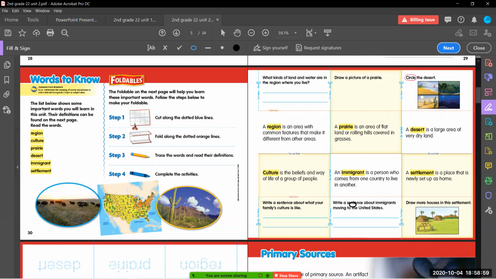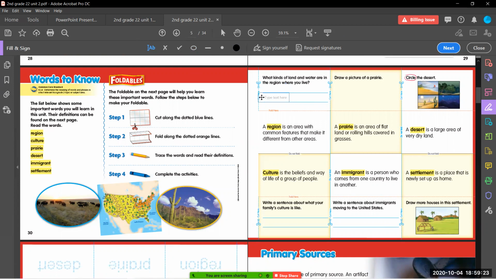Now, this is an area that I want you guys to pay attention to because I saw a lot of mistakes in this area in the previous unit. So our words are going to be the words region, culture, prairie, desert, immigrant, and settlement. Now, once you get to this section over here, you are answering the question that they have for you.